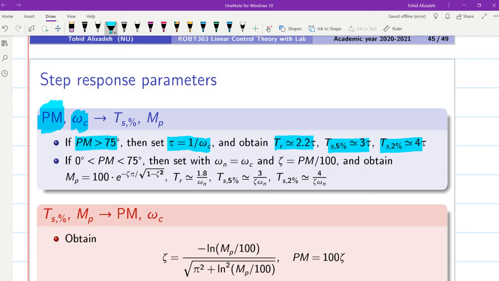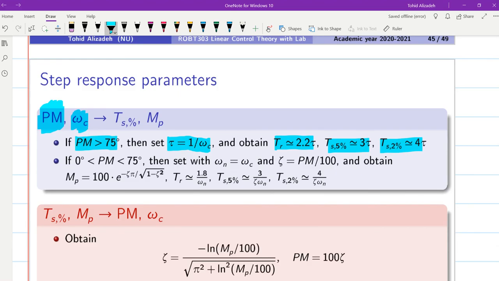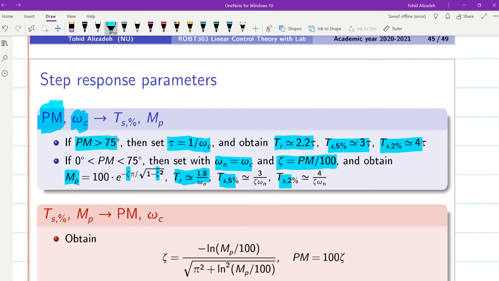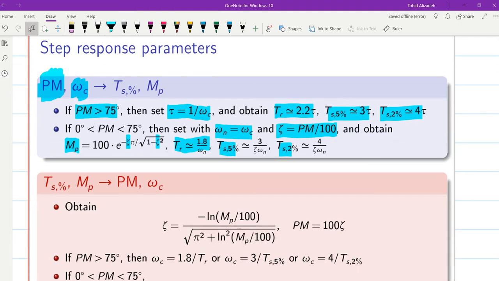If the phase margin is between 0 and 75 degrees, then the second order approximation will be used, where omega n is equal to omega c and zeta is equal to phase margin over 100. Again, phase margin is being measured in degrees here. And then we can obtain the overshoot depending on the value of zeta, the rise time, which is equal to 1.8 over omega n, and the 5% and 2% settling time, referring to what we had studied before.